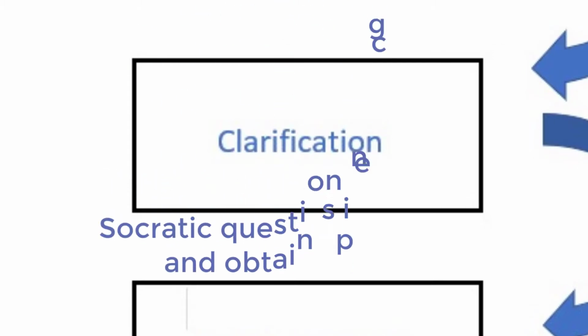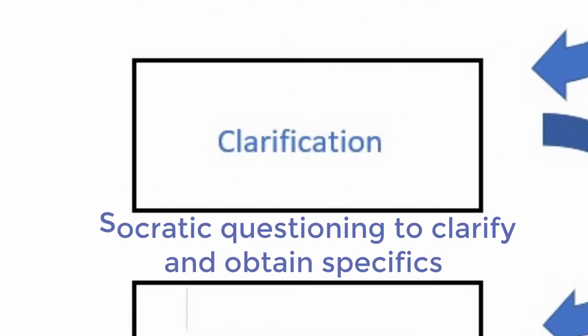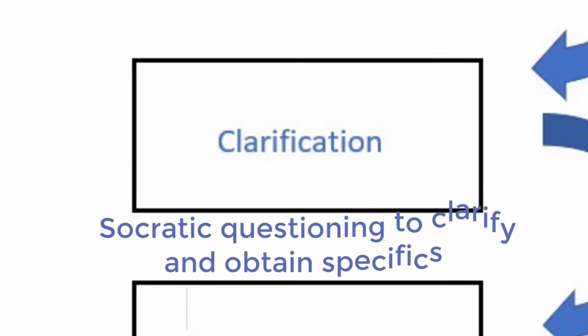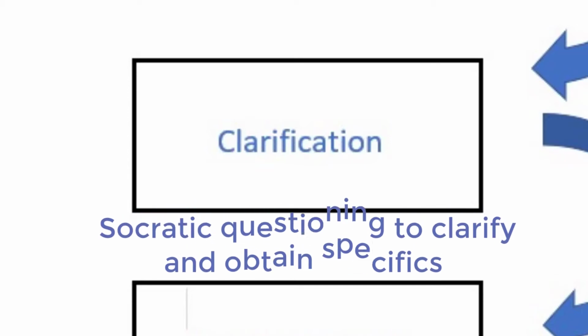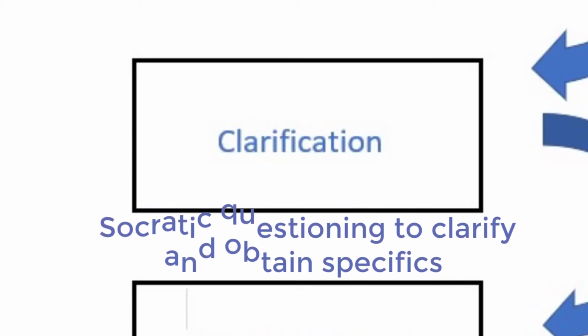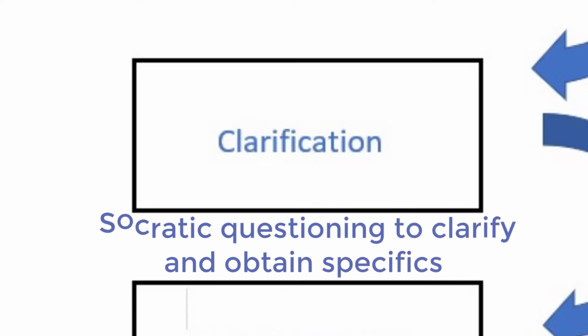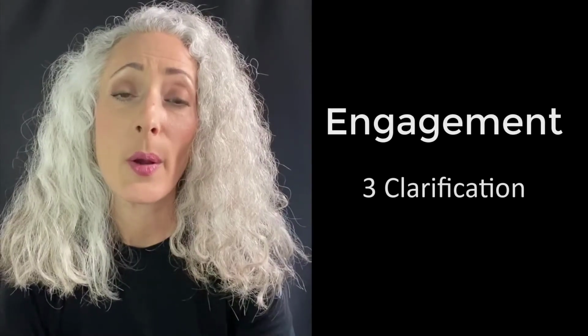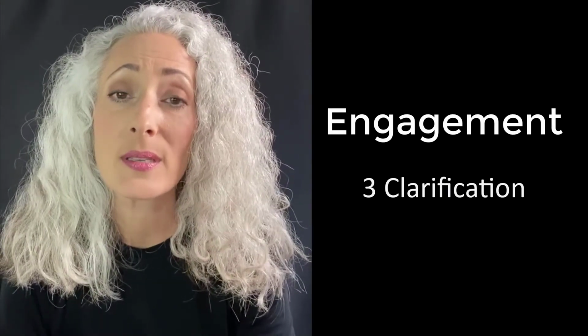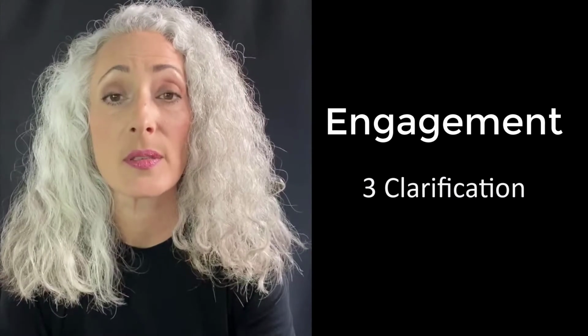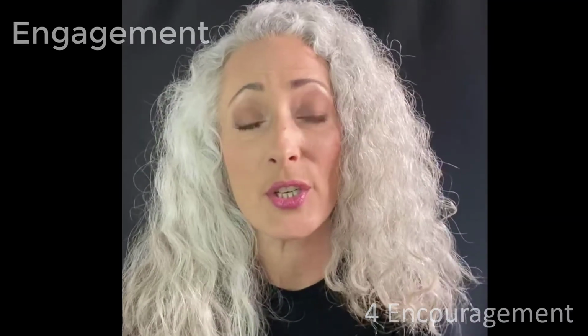In this stage, the counselor will be using Socratic questioning to clarify places where the client has been rather vague. It will help clients evaluate the consequences related to ideas and actions. And the counselor will be helping the client correct erroneous thinking about themselves as well as others. Stage 4 is about encouragement.